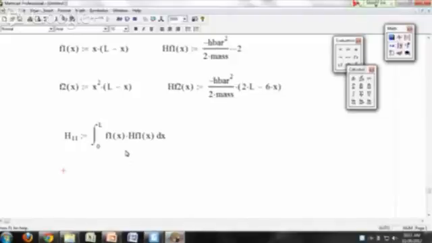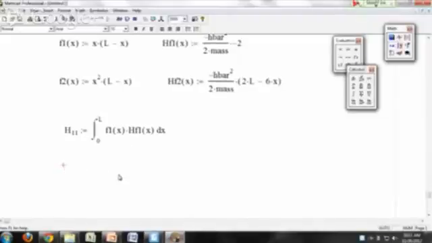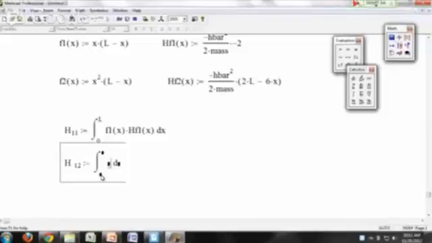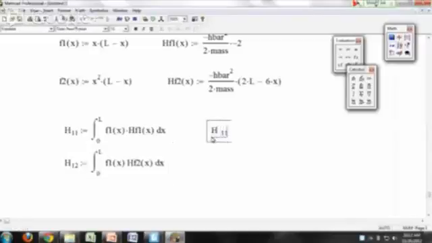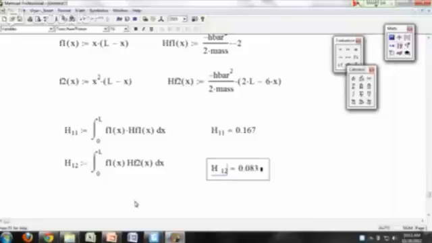Since L is real and x is real, and then h12 is what? Integral of what did I put here? f1 of x, hf2 of x dx from 0 to L. Let's see what these numbers are. What is h11? h11 equals 0.167. What is h12? h12 equals 0.083. So you can see all of these integrals are just numbers. Okay.